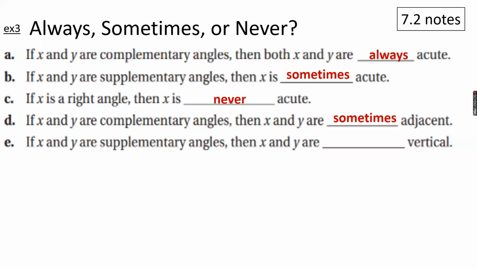And then if x and y are supplementary angles, then x and y are blank vertical. And they are sometimes vertical. It doesn't always have to be vertical angles, but again, just like with the adjacent, sometimes they touch, sometimes they don't.